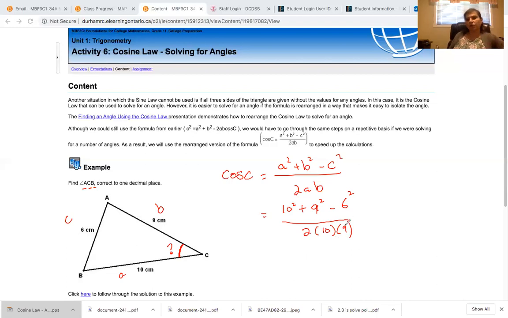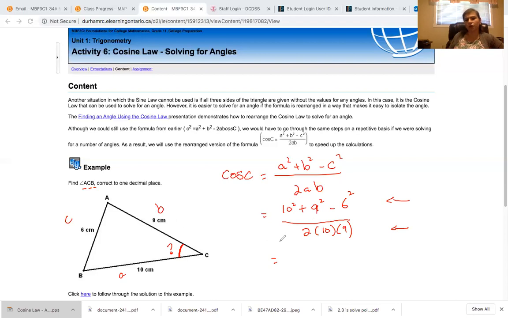Now, my recommendation for you guys, in case you don't have a straightforward calculator that gives you fraction and everything, find the answer for the top, find the answer for the bottom, and then do your division. Don't do your division until you find the answers. So what I have on the top is 10 squared, that's 100, plus 81. So I'm going to enter the top on the calculator: 10 squared plus 9 squared minus 6 squared.